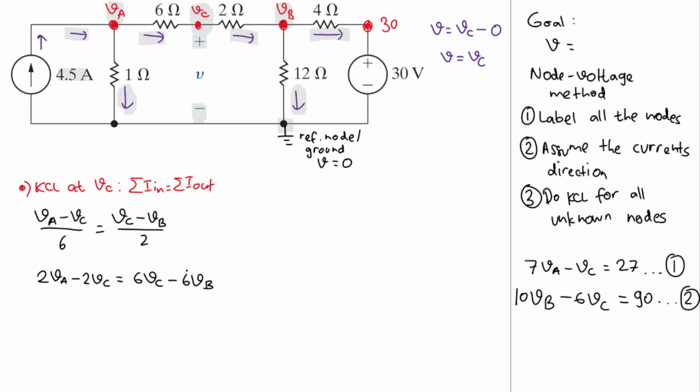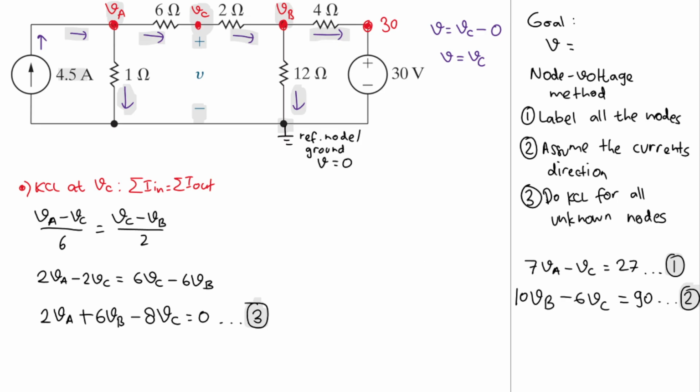Okay, what can we do next? I think we can move this 6 to the left hand side, so we will have 6 minus 2. Oh no, okay, we will have this, I think we will have 2 VA here plus 6 VB, okay, and then minus 8 VC, and all of that will equal to 0. Okay, this is equation number 3. So we have 3 equations and 3 variables here. 1, 2, 3.